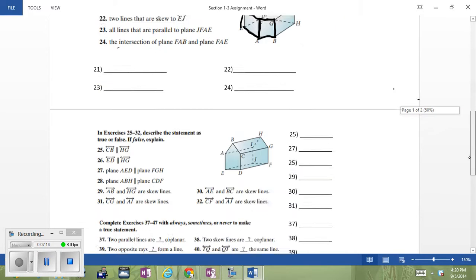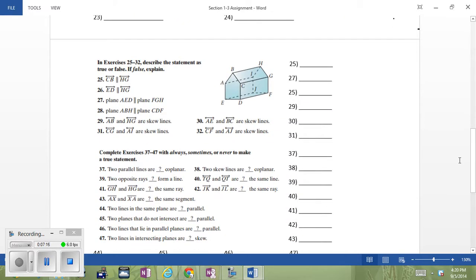Let's finish this up. Questions back here, exercises 25 to 32. Describe the statements as true or false. All right, number 25: line CB and HG, are they parallel? Yes, they are.